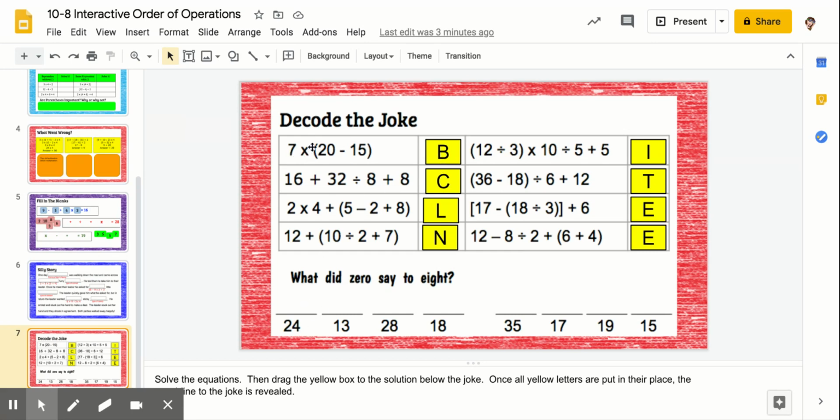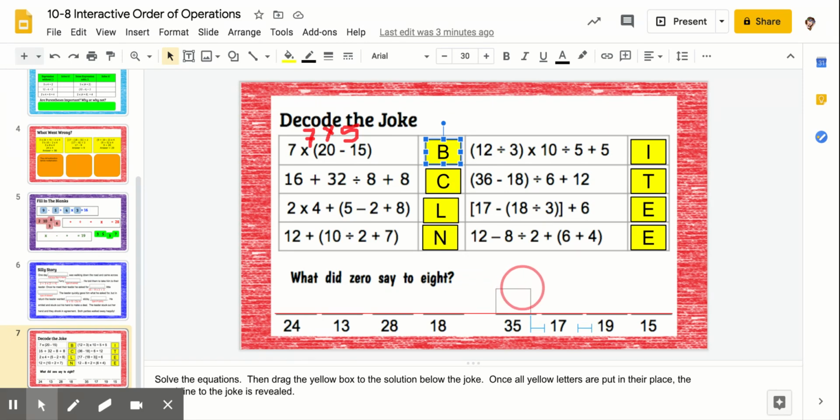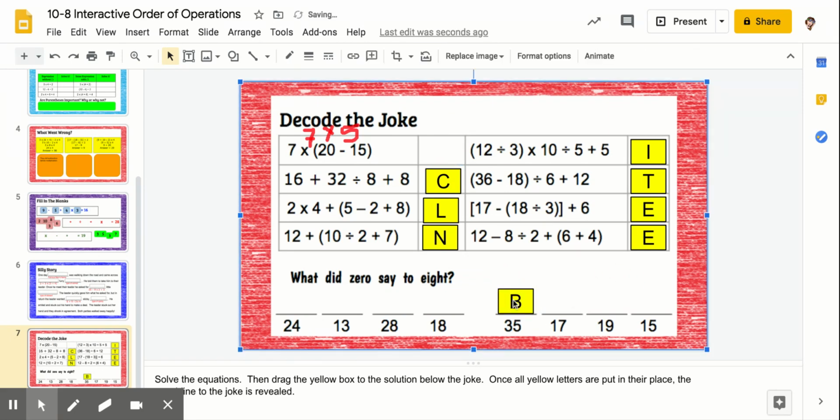We said 7 times 20 minus 15. So if I'm doing order of operations, I'm going to do parentheses first. So I'm going to do 20 minus 15 first. Well, 20 minus 15 is 5, right? So then I have 7 times 5. Well, 7 times 5 is 35, right? So that means B, our box for B, is going to go in the box above the space that says 35. So B would go right here. And then you're going to do the remaining 7 and figure out, what did 0 say to 8.